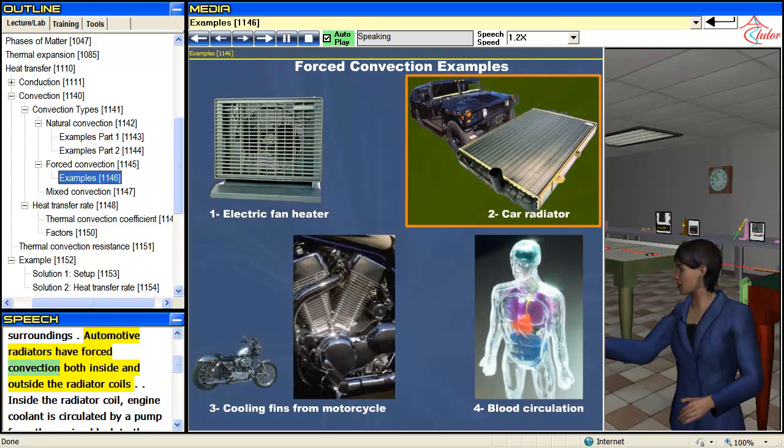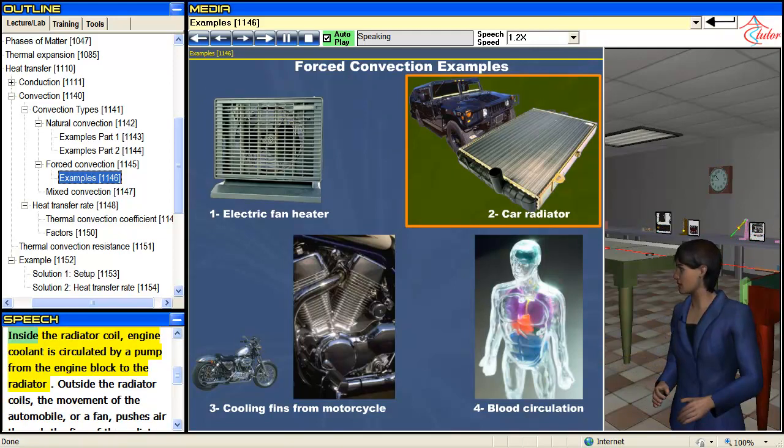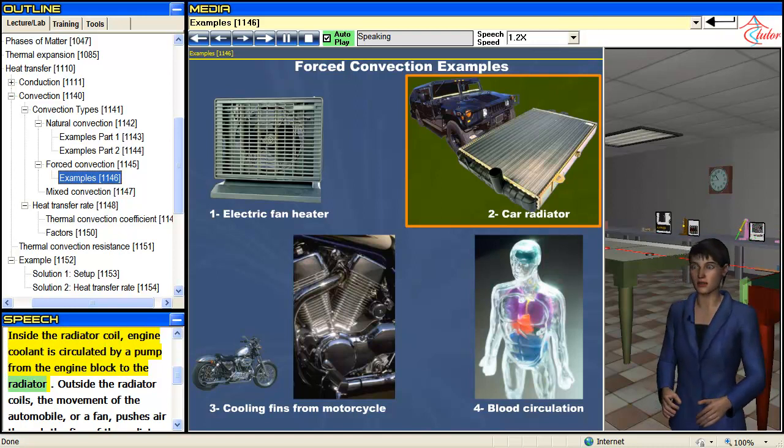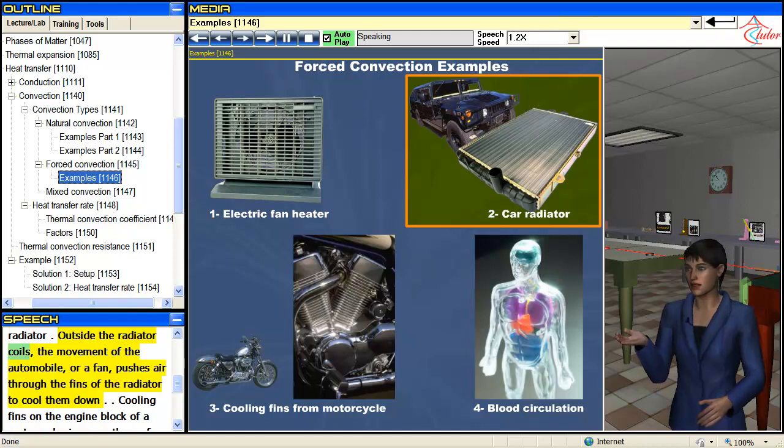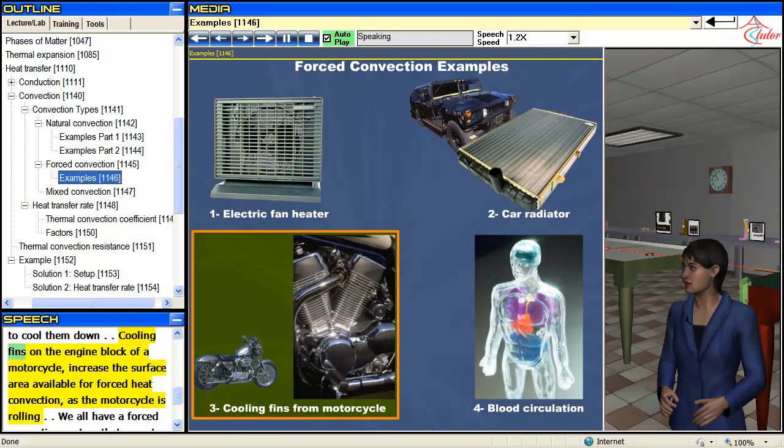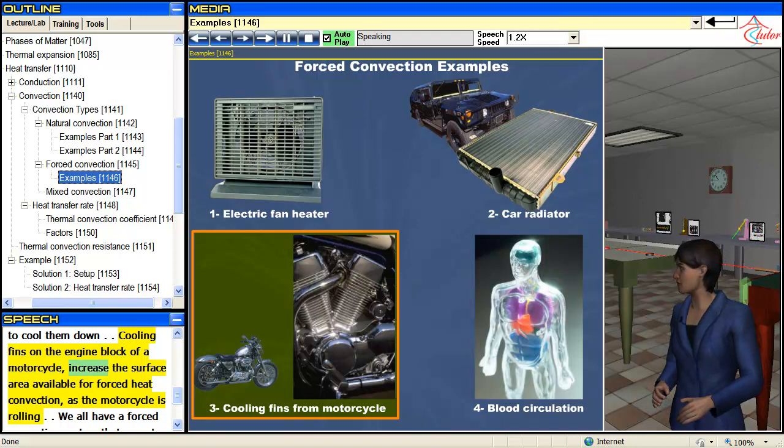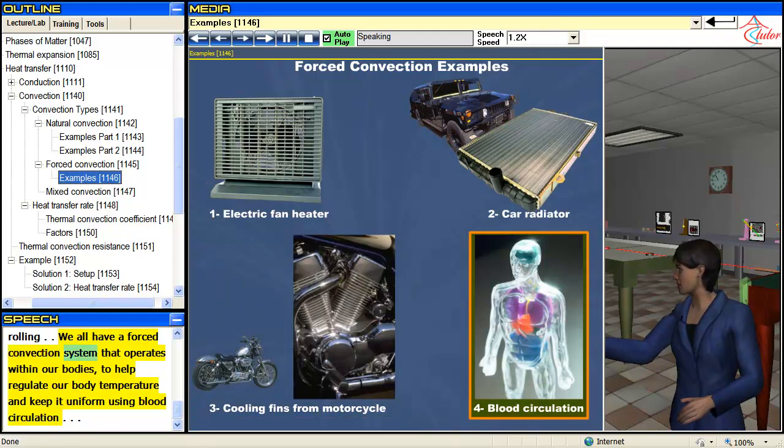Automotive radiators have forced convection both inside and outside the radiator coils. Inside the radiator coil, engine coolant is circulated by a pump from the engine block to the radiator. Outside the radiator coils, the movement of the automobile, or a fan, pushes air through the fins of the radiator to cool them down. Cooling fins on the engine block of a motorcycle increase the surface area available for forced heat convection, as the motorcycle is rolling. We all have a forced convection system that operates within our bodies, to help regulate our body temperature and keep it uniform using blood circulation.